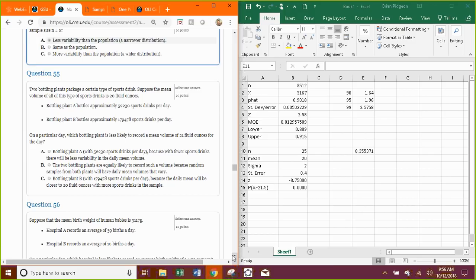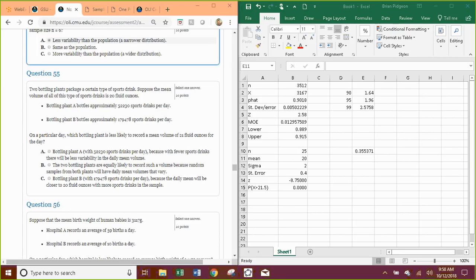Okay. Two bottling plants package a certain type of sports drink. Suppose the mean volume of all of this type of sports drinks is 20 fluid ounces. Bottling plant A bottles approximately 52,230 drinks per day. B approximately 179,478. Whoa. On a particular day, which bottling plant is less likely to record a mean volume of 21 fluid ounces for that day? Well, bottling plant A, because with fewer sports drinks, there will be less variability. The two bottling plants are equally likely. All right.